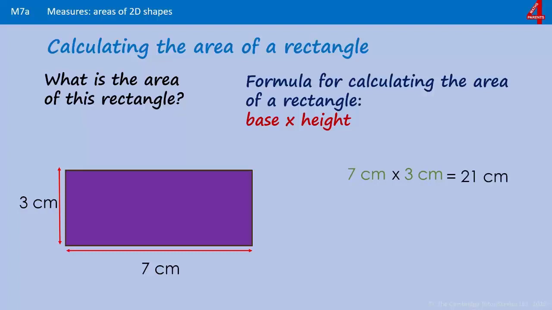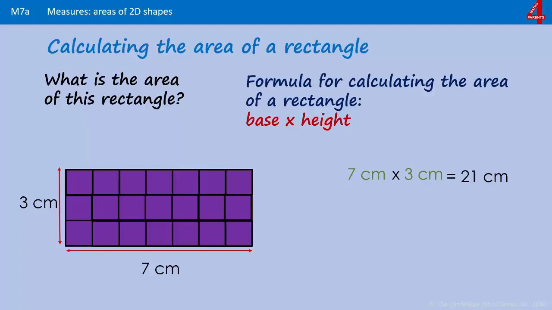And if we just test that here, if we say we're going to put 7 of those 1 centimetre squares across the width, and the height, there's 1, 2, 3 centimetres squared, and if we fill all the gaps, you can count that we have 21 of those 1 centimetre squares. So the area of the rectangle is 21 centimetres squared.